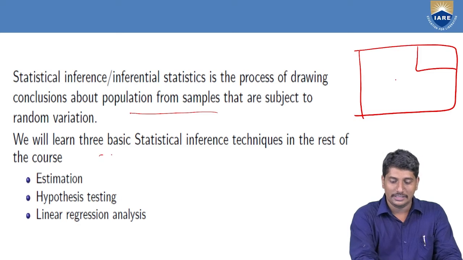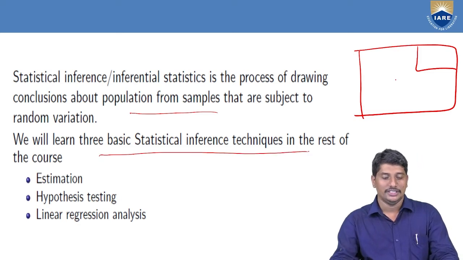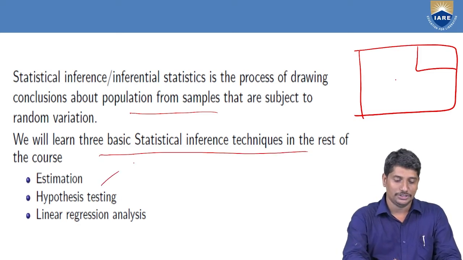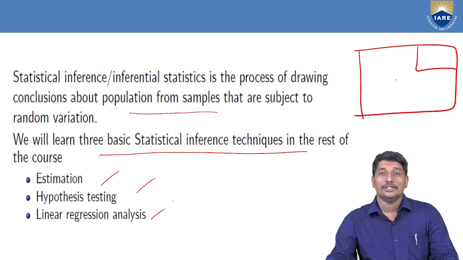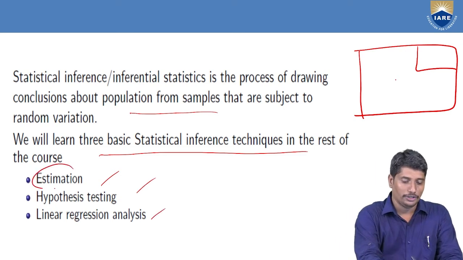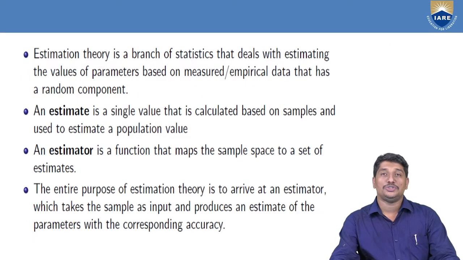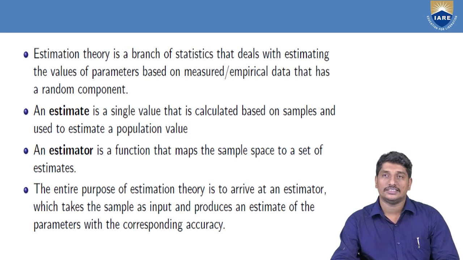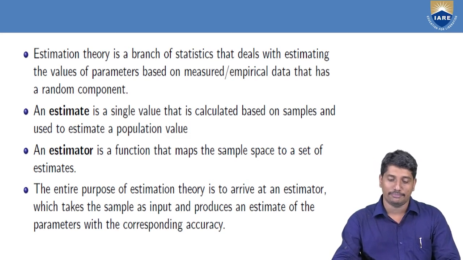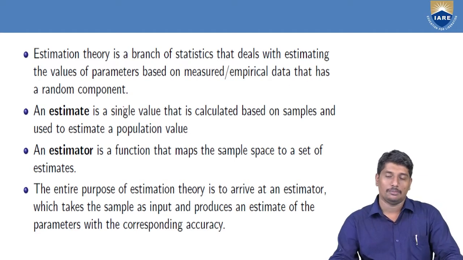We will learn three basic statistical inference techniques in the rest of the course: estimation, hypothesis testing, and regression. In this topic, we are going to concentrate on estimation, especially on point estimation. Estimation theory is a branch of statistics that deals with estimating the values of parameters based on empirical data that has a random component.